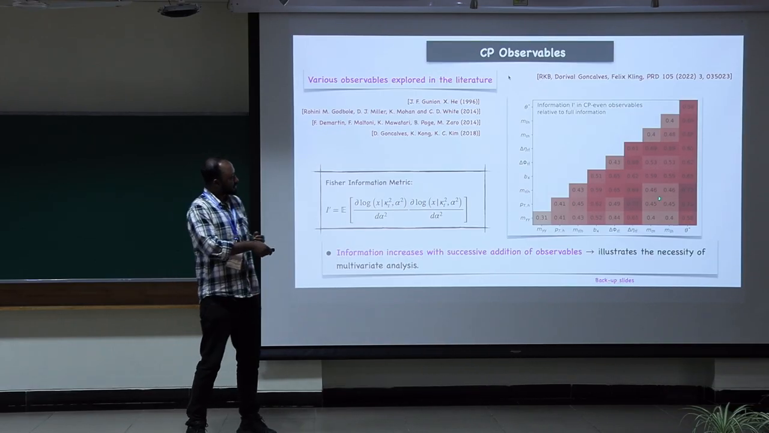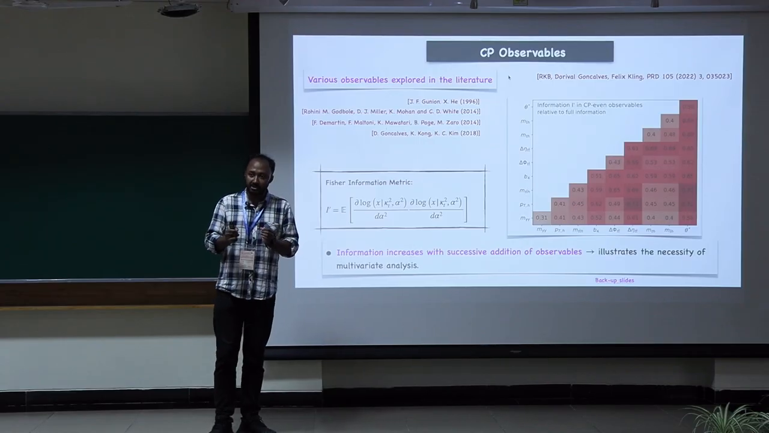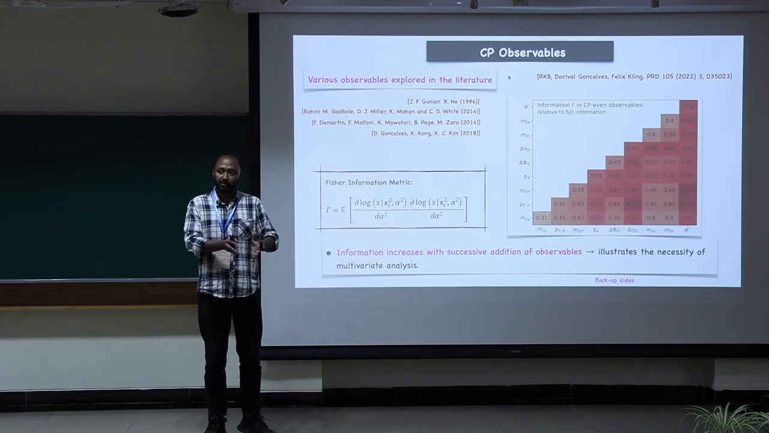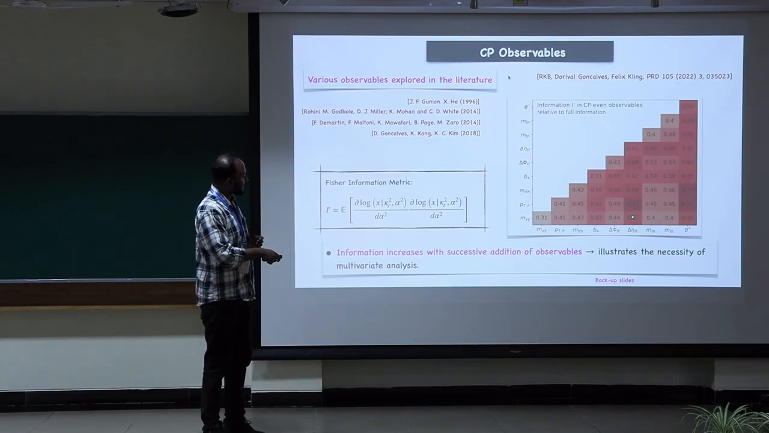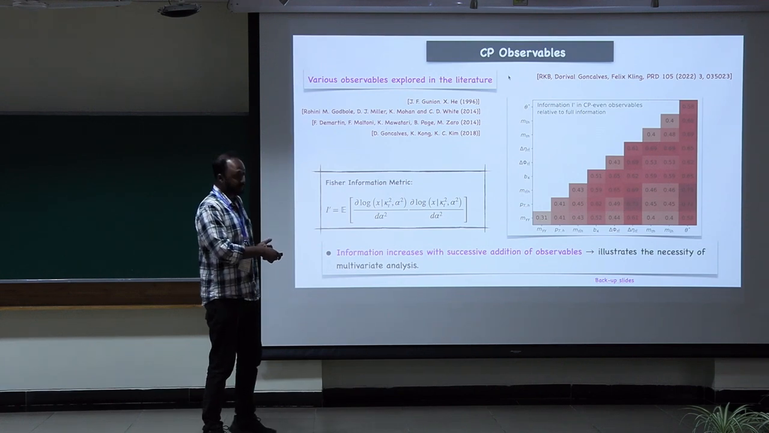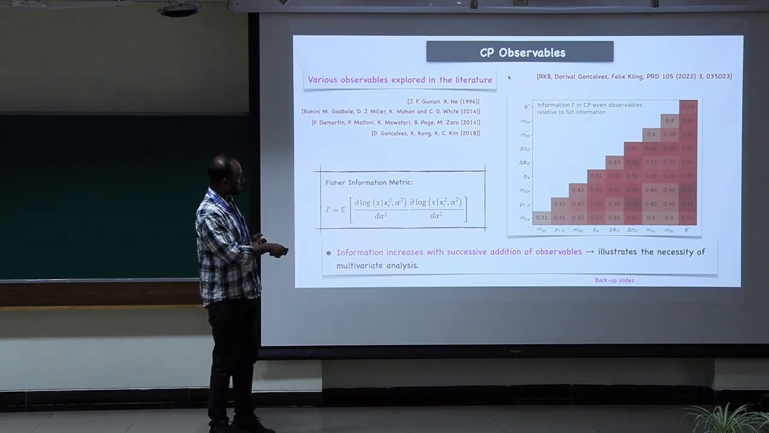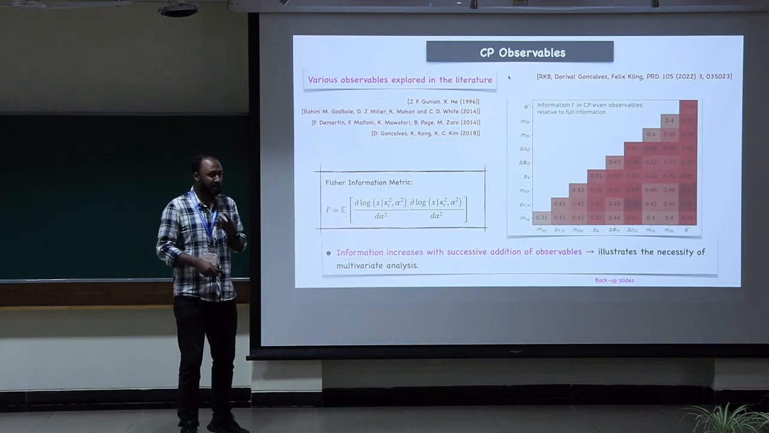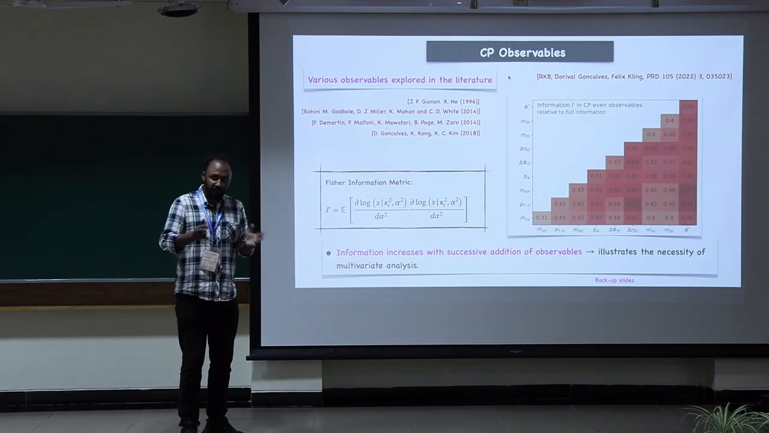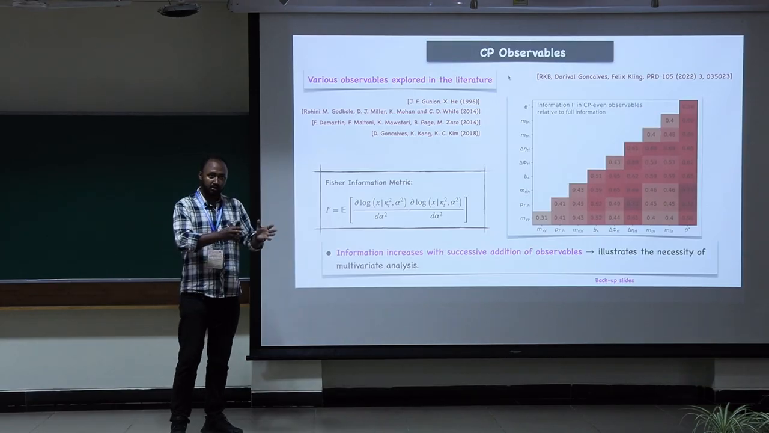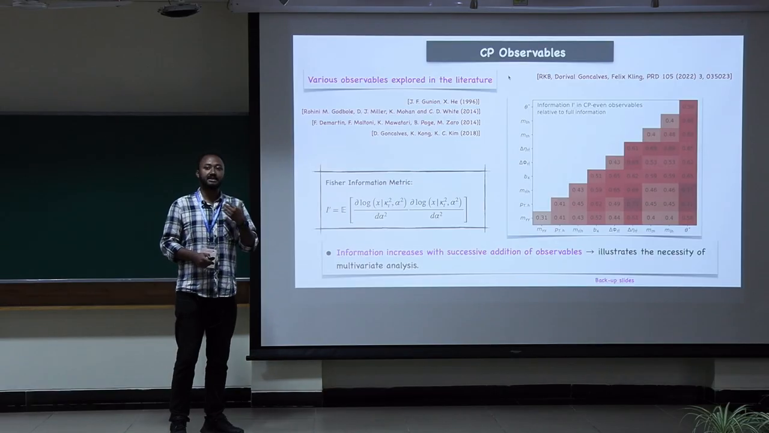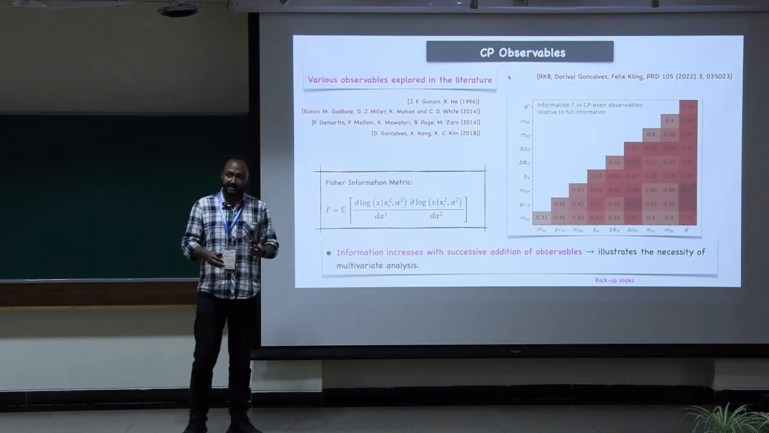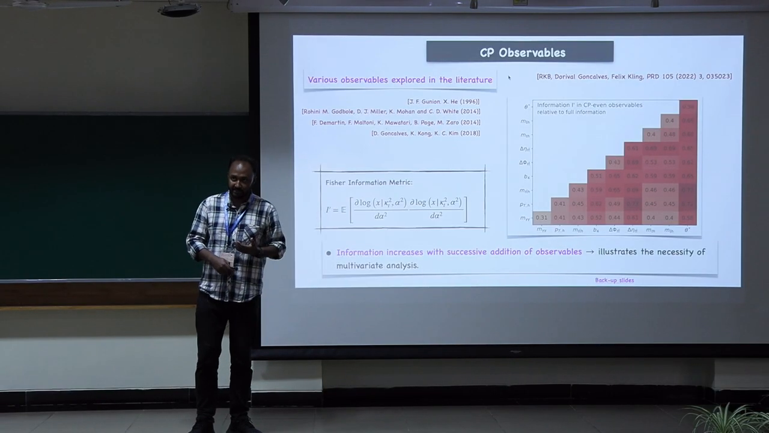Similarly, the off-diagonal entries represent the amount of CP information contained in a 2D correlation of 2 observables. And here we see that the combination of delta eta TT bar with the transverse momentum of the Higgs boson results in a high amount of CP information. Likewise, the combination of theta star with mTT bar Higgs, which is the invariant mass of the TT bar Higgs system, also results in a high amount of CP information. So the goal of this exercise was mainly to show that the amount of information increases with successive addition of observables. And this illustrates the necessity of performing a multivariate analysis.